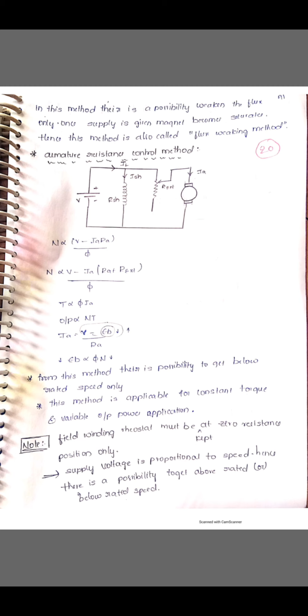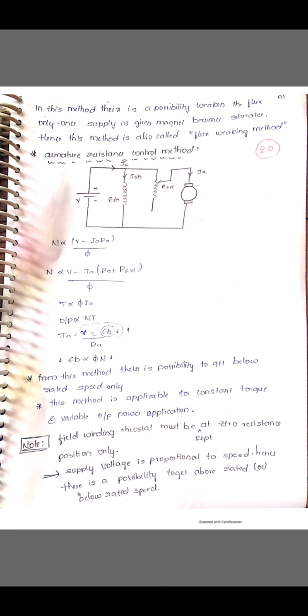Speed control methods of DC shunt motor. Now here, I was given one note that the field winding rheostat must be kept at zero resistance position only. If you keep it at maximum resistance, it depends on the usage of the rheostat. If you use a rheostat of double the field resistance, it is okay. If you use a very high resistor, the current flowing to the field winding is very less. Field current is very less means flux is also very less. If flux is very less, the speed of the motor increases very high.